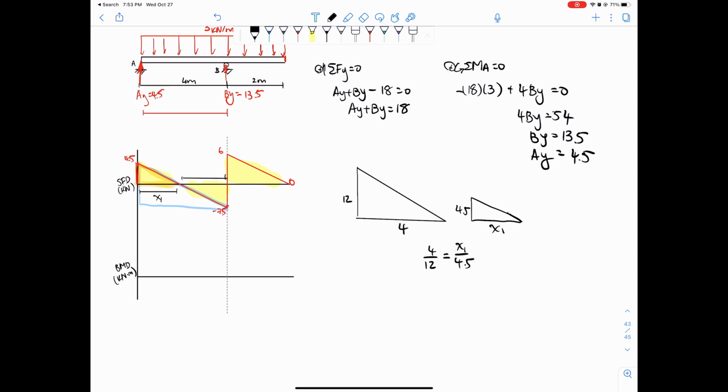Okay, does that make sense? It's because it's this over this should give you this over this, right? You can do it the other way around. You can do this over this.